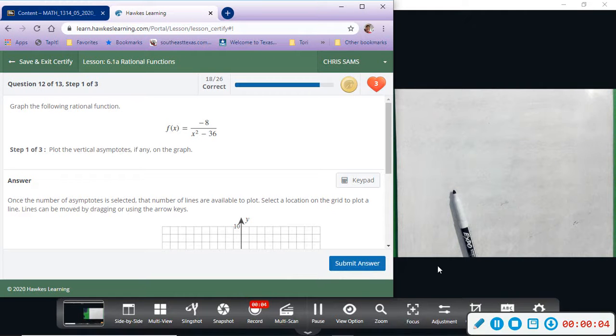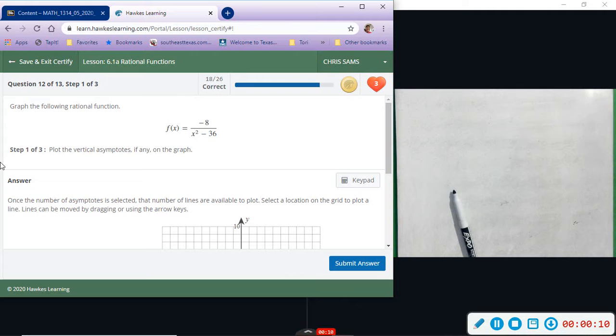Alright, number 12. Let me move this. We want to plot the vertical asymptotes on the graph. So first I'm going to start out by finding them.